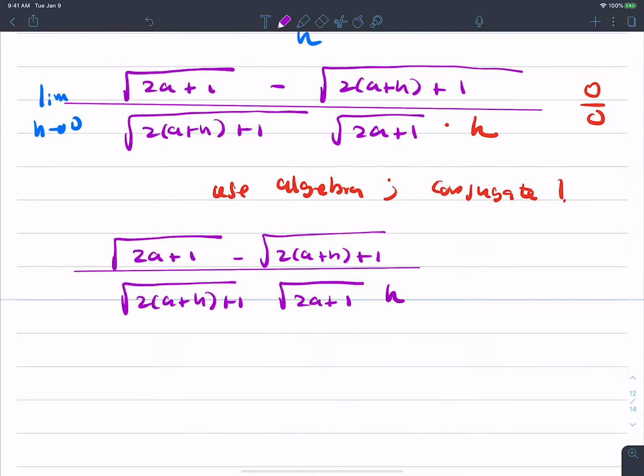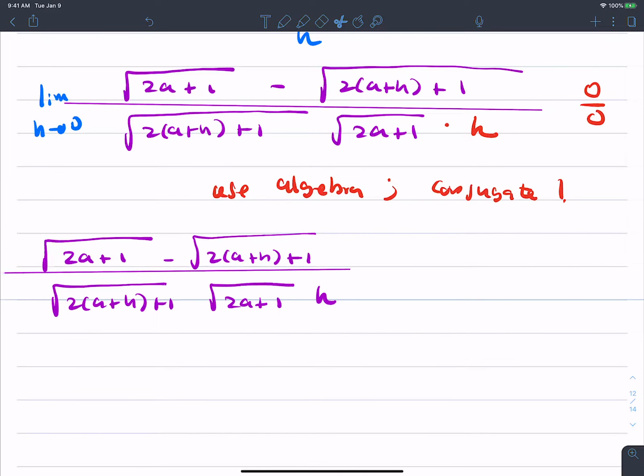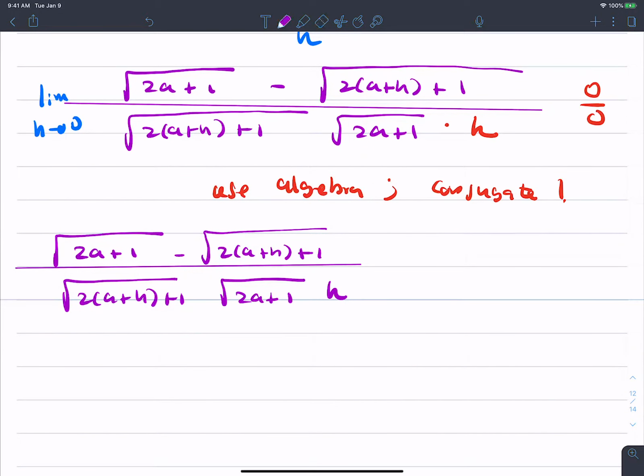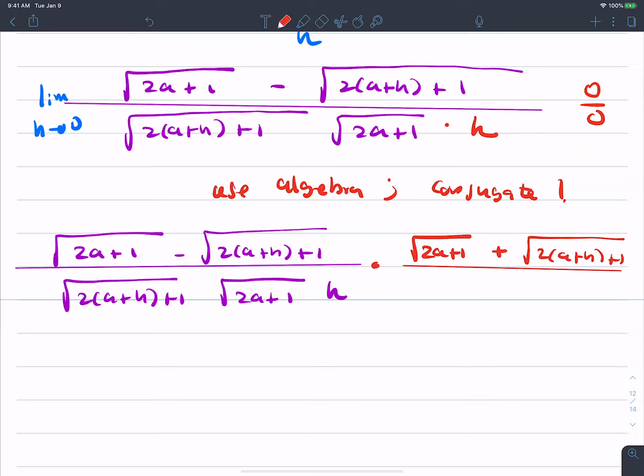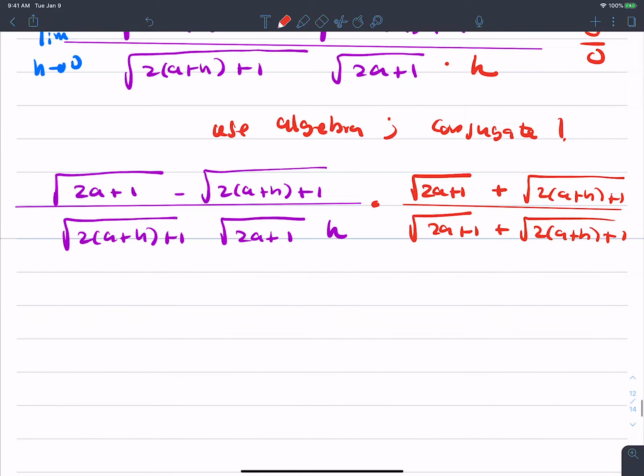And I have an h here, but I have to multiply by the conjugate of that numerator. All right, so you say, what's the conjugate? Well, I'm going to have to write smaller. It's plus the square root of 2a plus h plus 1. It's smaller here. Here's the conjugate, remember? This is negative, positive.